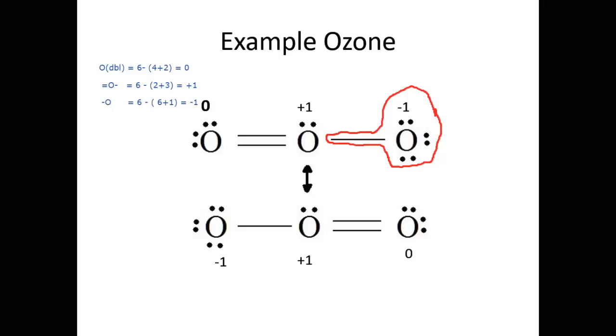Secondly, anytime you see an oxygen atom with only one double bond, nothing else, it's going to have a 0 charge. So again, anytime you see an oxygen atom with only one double bond, it's going to have a 0 charge. Those two things will help a lot when drawing Lewis structures.